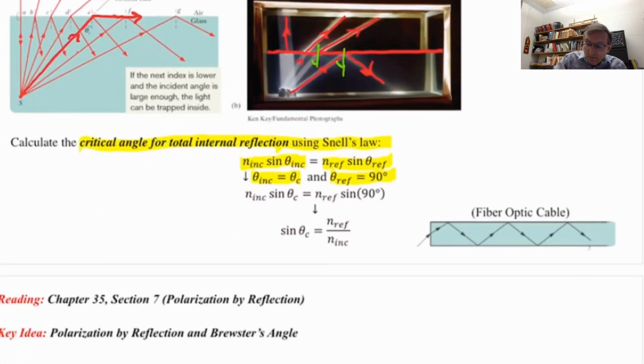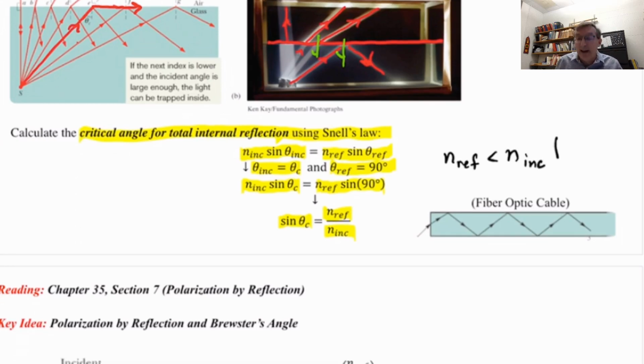All right, so the law of refraction then says n incident sine theta critical is equal to n refracting sine 90. Oh, but the sine of 90 is 1. So just solve for sine theta critical. It's n refracting over n incident. Where remember, n refracting is less than n incident. That's the only way you can get total internal reflection to occur. n refracting must be less than n incident. And then, knowing the n's of the refracting and the incident materials, you can calculate theta critical.